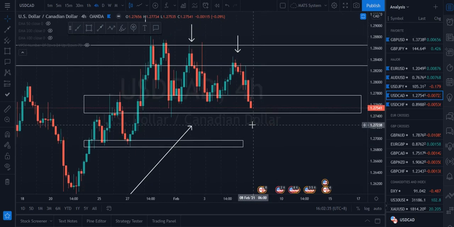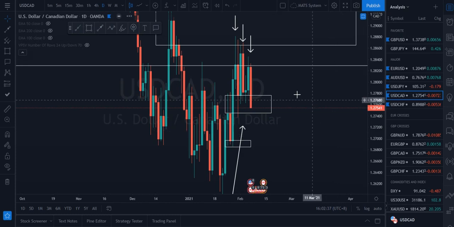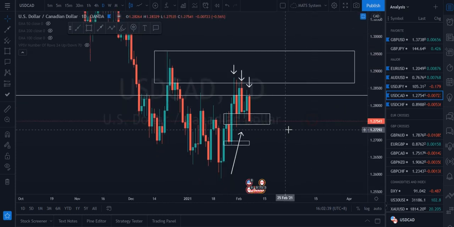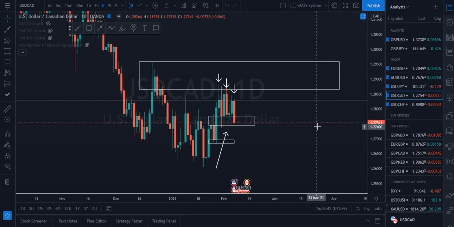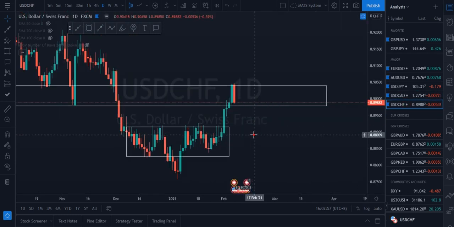There's nothing here. No information. Where does price want to go? Can't be biased here. So I'll let the price do whatever it wants to do, go wherever it wants to go. Only then do I decide the next step. So that's for Loonie.